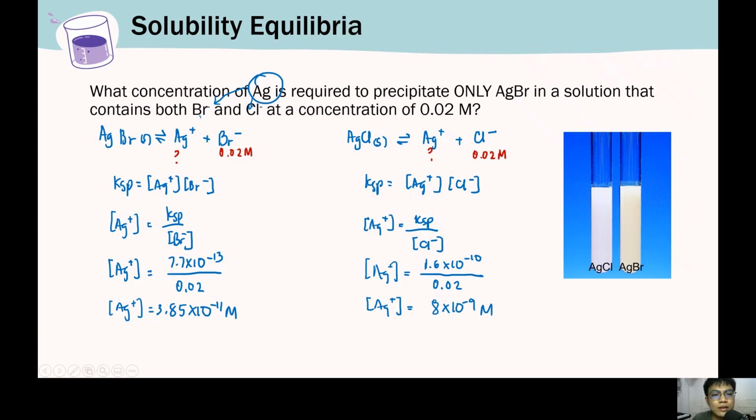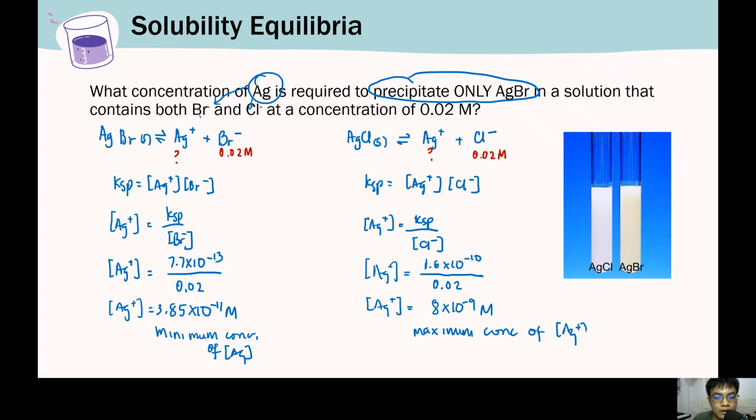Okay? So, ibig sabihin, in order for us to precipitate only the silver bromide in the mixture of bromide and chloride ion, the minimum concentration of silver should be this, no? So 3.85 times 10 raised to negative 11 molar. But the maximum concentration of silver should be this one.